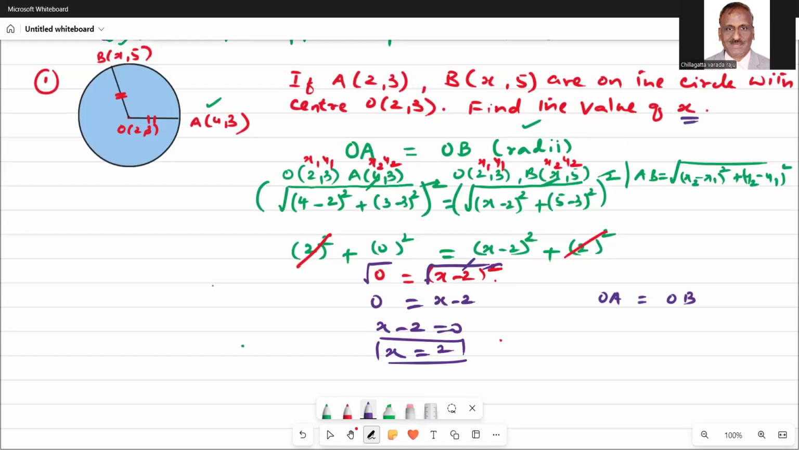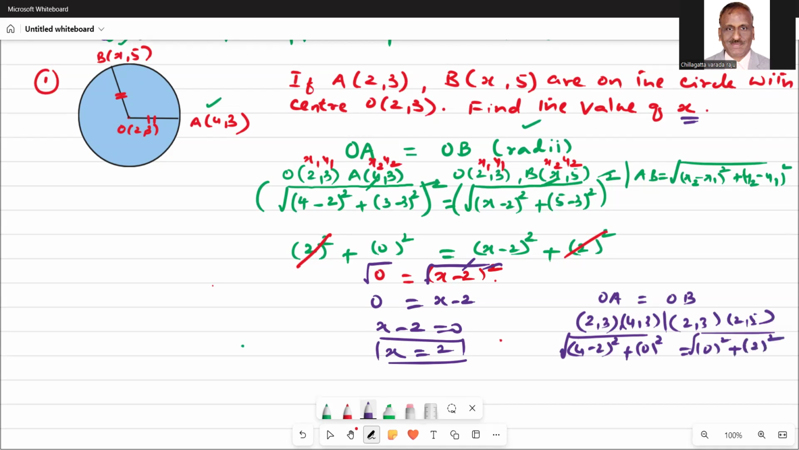Shall we substitute here: OA is the distance between 2, 3 and 4, 3. The other one has values x is 2, 2, 5. Verify: root of x2 minus x1 whole square, 4 minus 2 whole square plus 3 minus 3 is 0 whole square, that is, x2 minus x1, 0 whole square, under root 5 minus 3, that is 2 whole square.